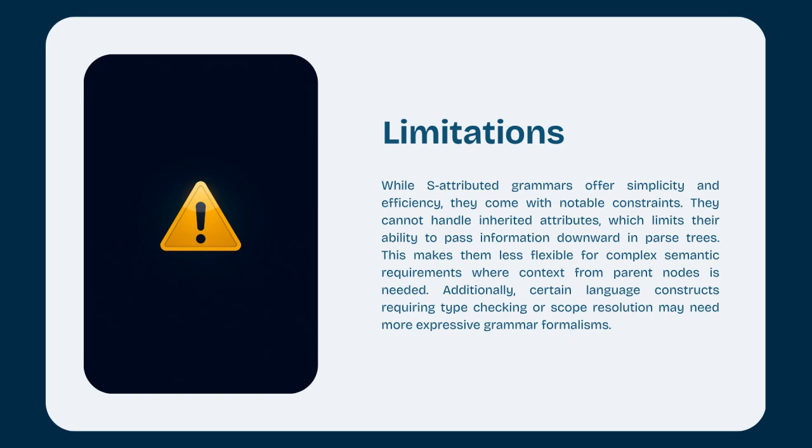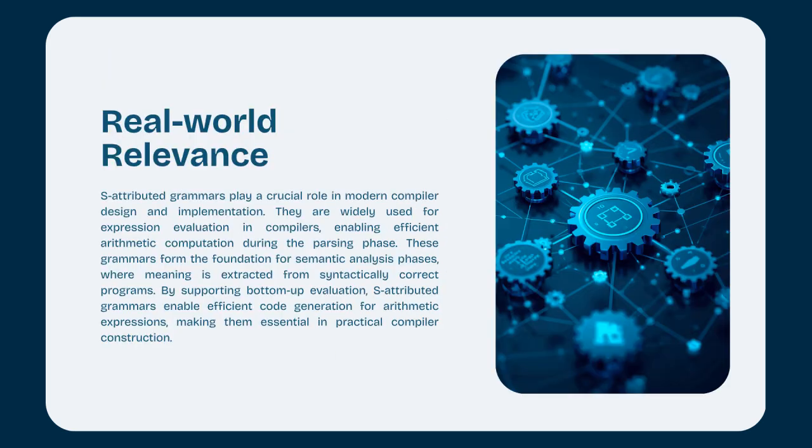Limitations. However, S-attributed grammars have some limitations. They do not support inherited attributes, which means they cannot pass information downward in the parse tree. This makes them less flexible for complex semantic tasks, such as type checking or scope resolution.